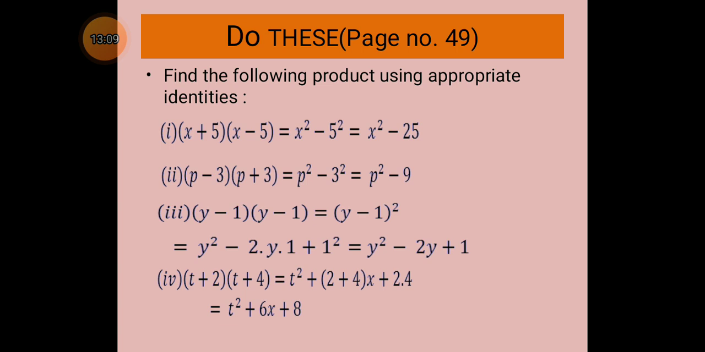The fourth one is (t + 2)(t + 4). This is in the form of (x + a)(x + b) = x² + (a + b)x + ab. Here x is equal to t, a is equal to 2 and b is equal to 4. So t² + 6t + 8. When we substitute in the formula, we get this answer.